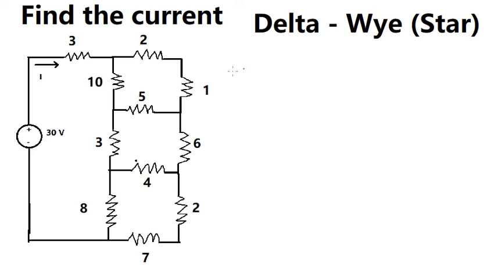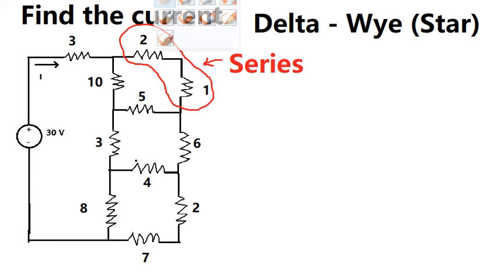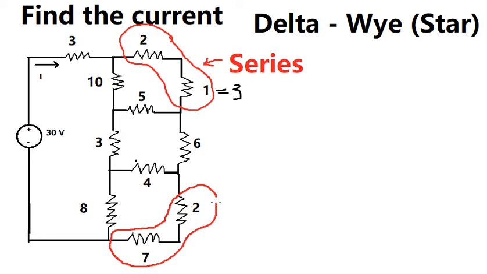If we look carefully at this one, we know that this is in series. So that means 2 plus 1, so we have 3 in here. Similar for this one: 7 plus 2, we have 9.